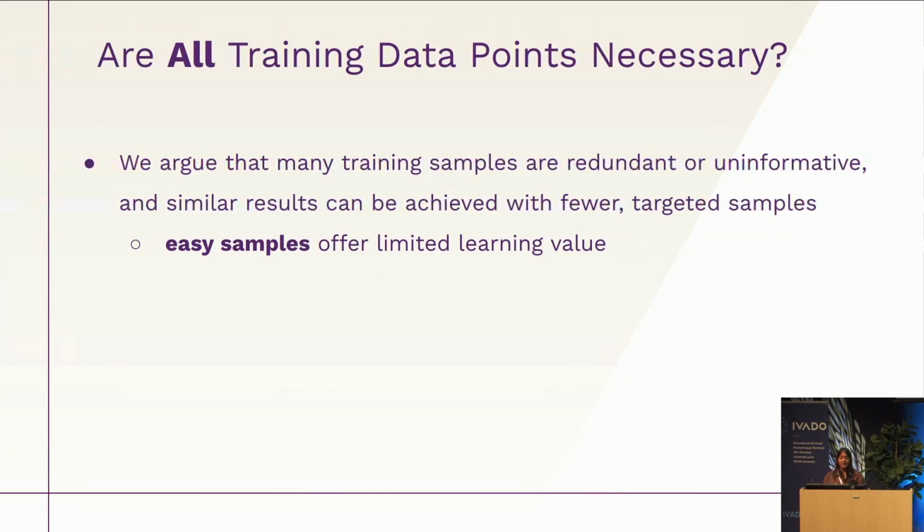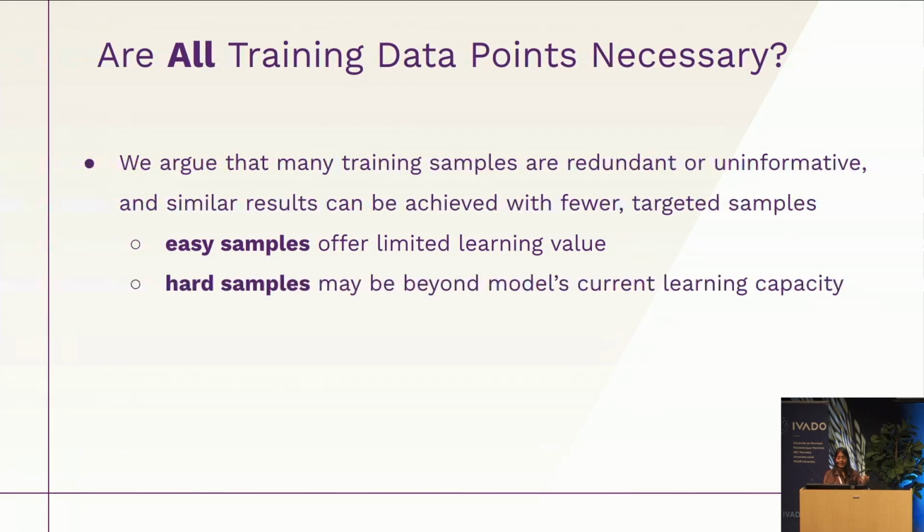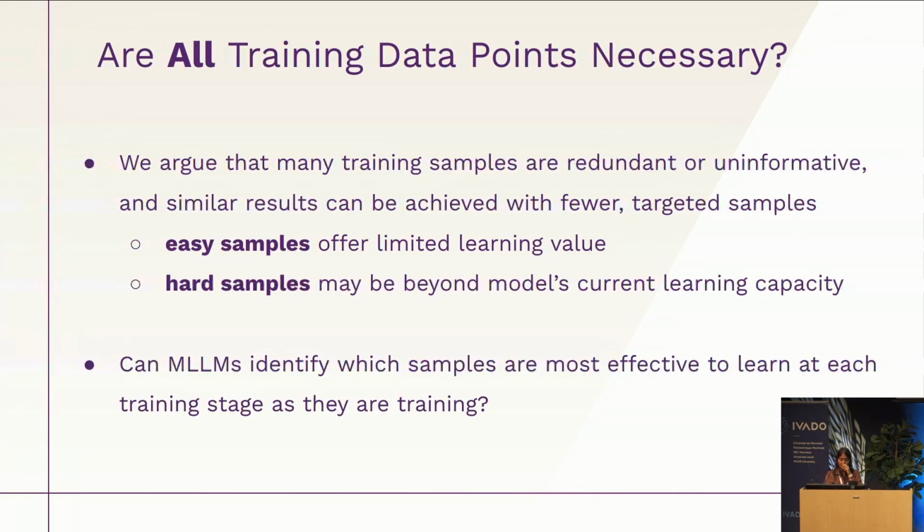So perhaps the hypothesis here is that not all of these data points are very useful. There are some very easy samples which offer limited learning value to the model, and then there are some hard samples which the model is just not yet ready to learn. So can we find the right samples which the model will benefit the most from learning? And we want the large language model to identify those samples itself, right? Like we want to do it dynamically, because as the training is progressing, the model's capabilities are also improving.